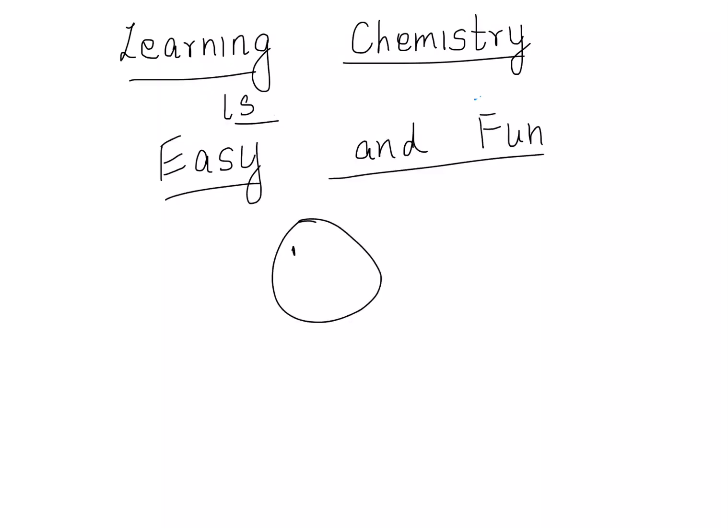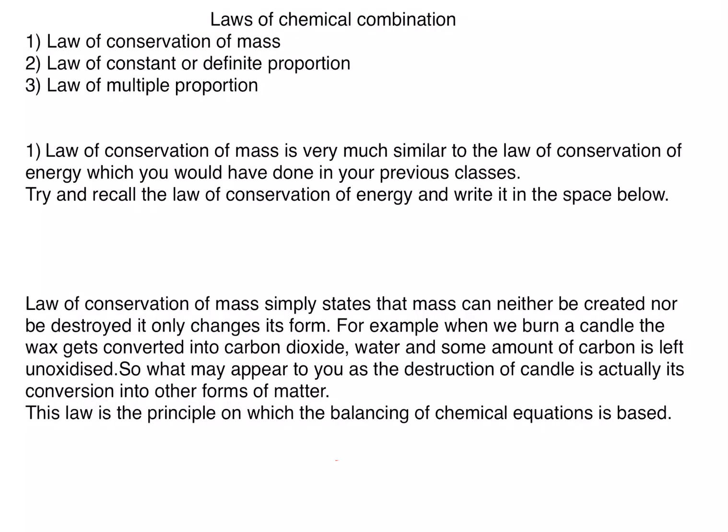The topic that we are taking up today is called the laws of chemical combination, one of the basic chapters that we begin with at the AS or the class 11th level. The three laws, in fact, four laws that we are going to study today, the laws of chemical combination. The first one is the law of conservation of mass. The second is the law of constant or definite proportion. The third one is the law of multiple proportion. Let us start with the law of conservation of mass.